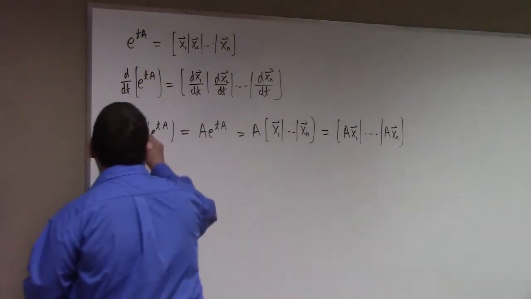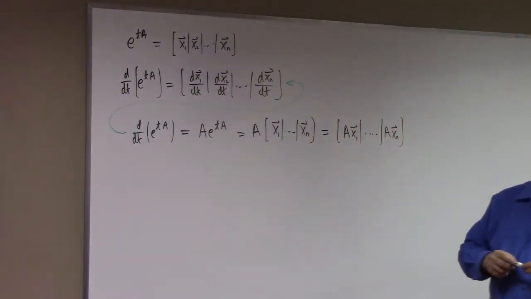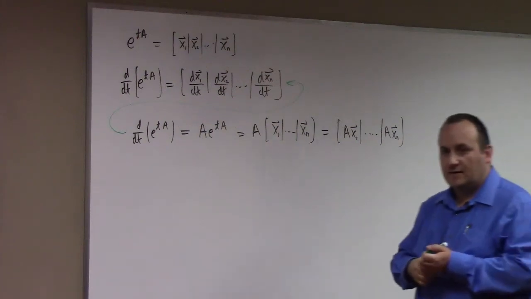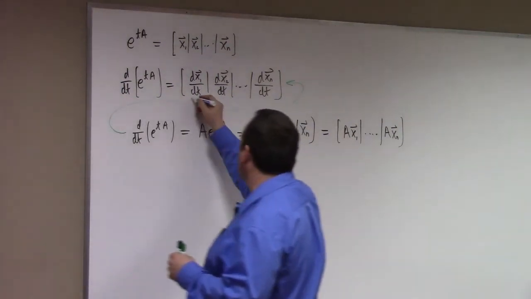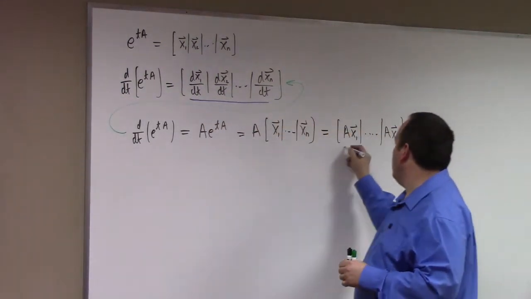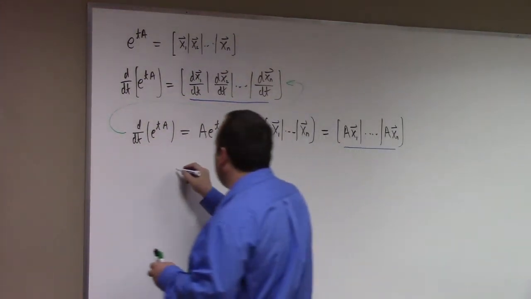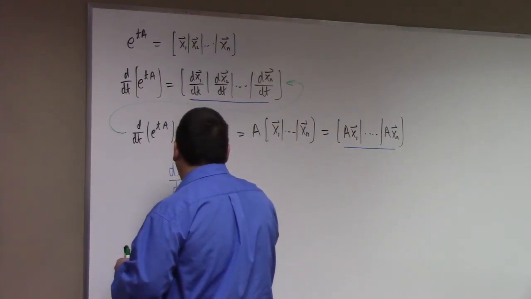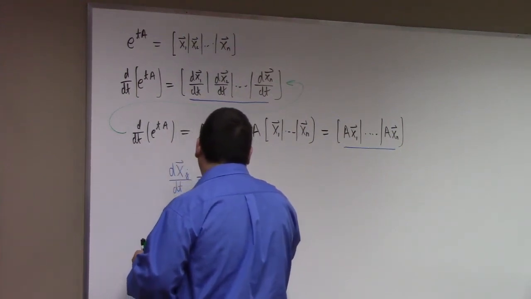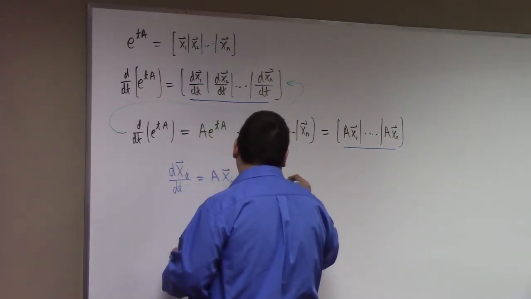The derivative of x1, right? This is also equal. So let's compare these two column by column expressions. What did we learn as we compare those? Comparing this with this, what did we just find? We found that dx_j/dt is equal to A x_j for all j, ranging from 1 to n.